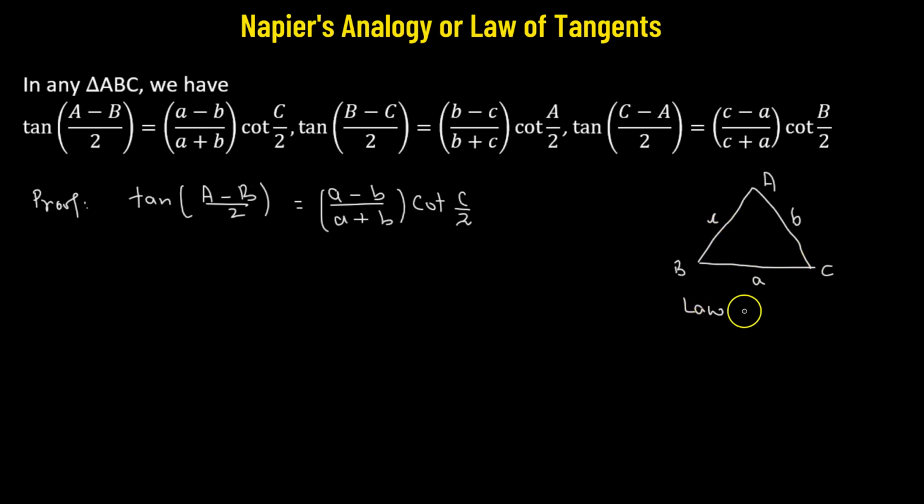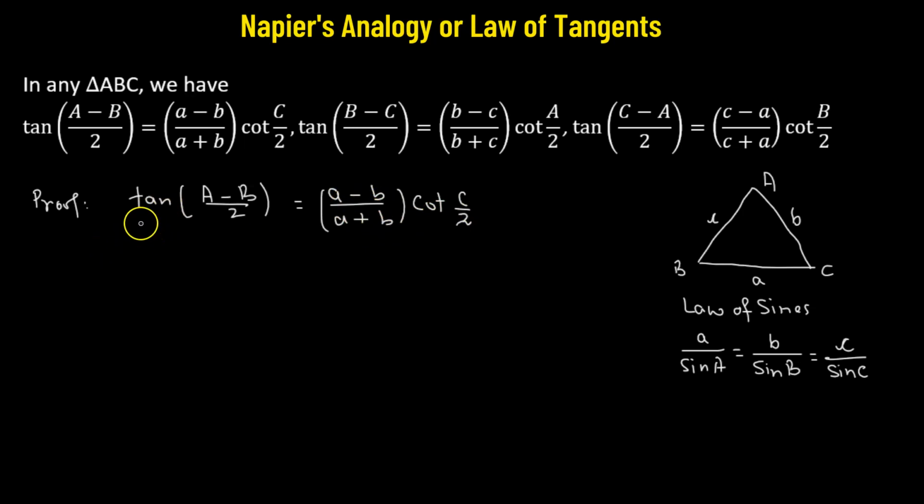Then we have the law of sines. The law of sines states that the ratio of side a to the sine of the angle opposite to it, so that will be angle A, equals the ratio of side b to the sine of the angle opposite to side b, so that's angle B. And this is also equal to the ratio of side c to the sine of the angle opposite to c, so that will be angle C. So this is the law of sines. So here we can equate these three ratios to some constant, and this will help us obtain the value of a, b, and c, which we can substitute in the right hand side, that's (a minus b) over (a plus b), and solve it to get the left hand side.